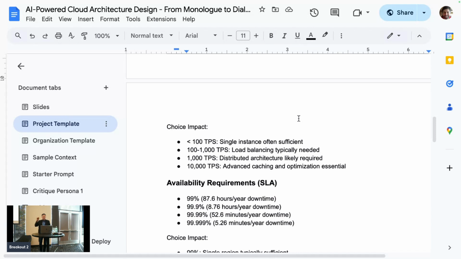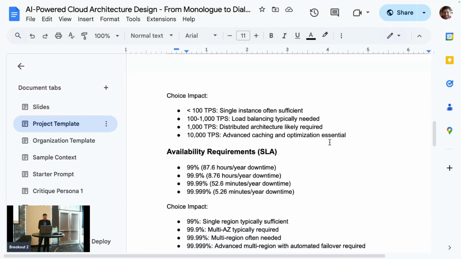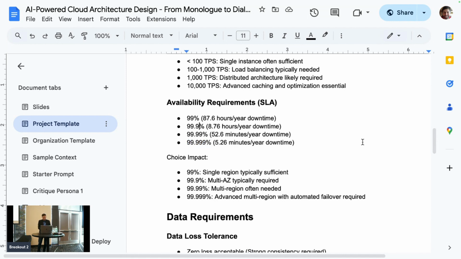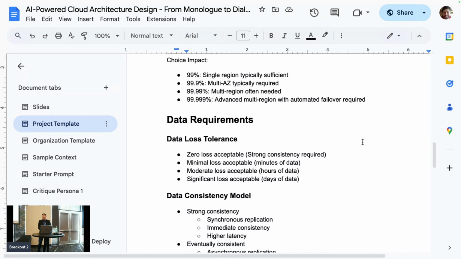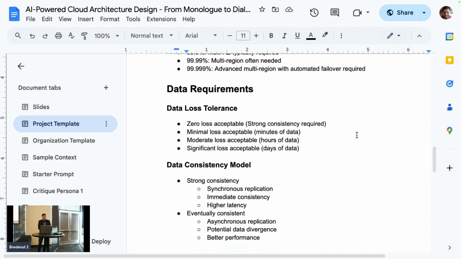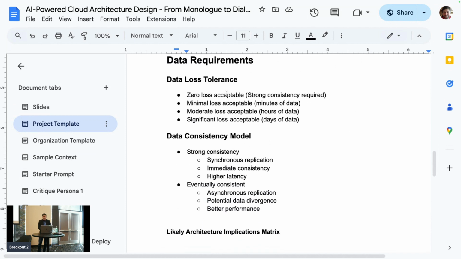So what you do is you essentially use a template like this, just pick an answer from each of the categories and make that part of your project's context. SLA requirements: again, if you have five nines, you're going to have a much different, much more expensive architecture than if you have three nines. So the model needs to know these things to do something out of the gate that's closer to what you'd be looking for. Data loss tolerance.